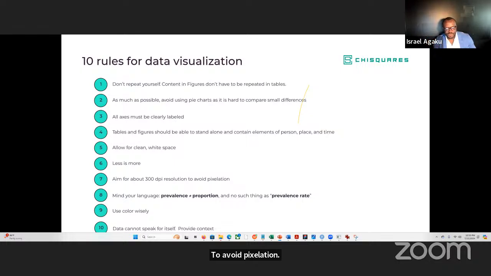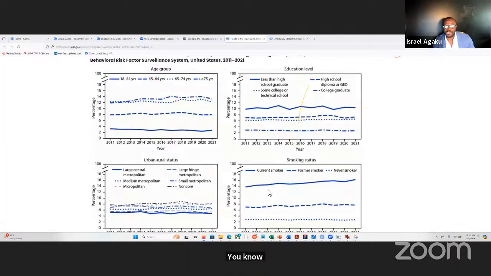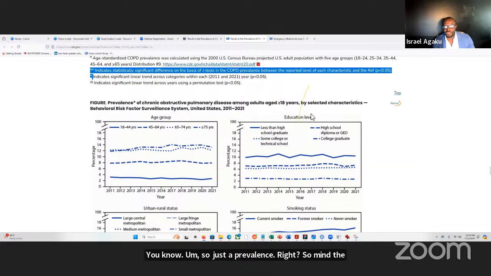Be careful about your language. Prevalence is not the same thing as proportion. And there is no such thing as prevalence rate. If there's one thing I hate seeing in papers, it is this expression, prevalence rate. The prevalence is not a rate, so just say prevalence, right? So mind the language you use when you're describing things.